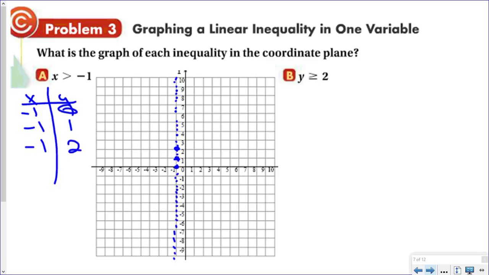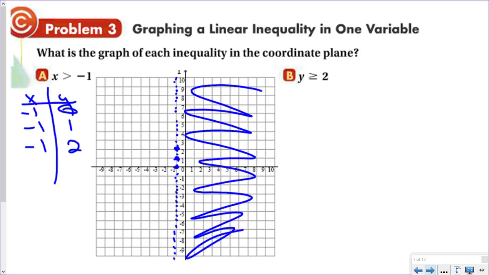And now, before, I said you have to shade up or down. Well, this is a vertical line, so you have to shade to the left or to the right. If it says greater than, you shade to the right. And that is the correct answer for that one. Now I'm going to erase this so I can use the graph again to do letter B.